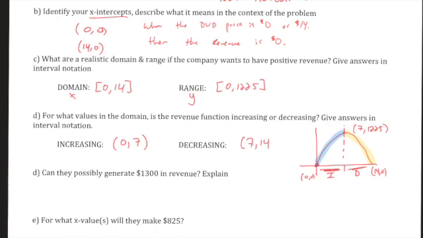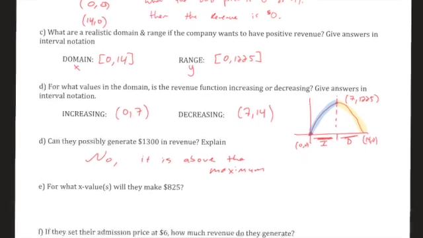Also, can they generate $1,300 in revenue? No, that is above the max. It is above the vertex. It is above the maximum. So there's never a scenario where our model predicts that they can generate $1,300 in revenue.